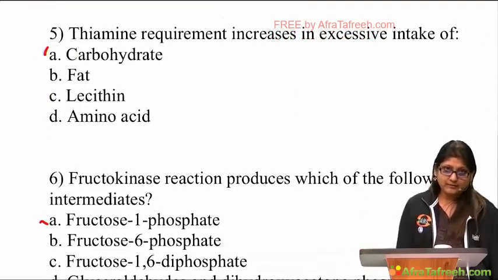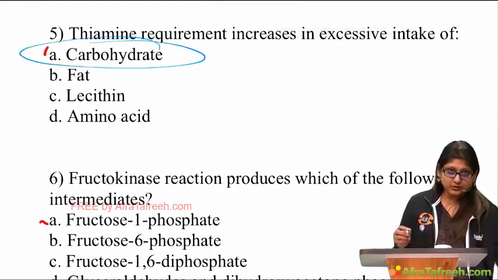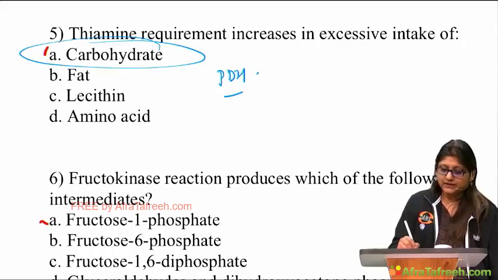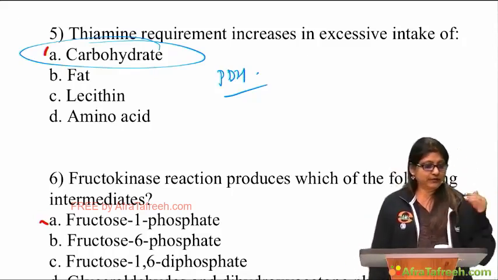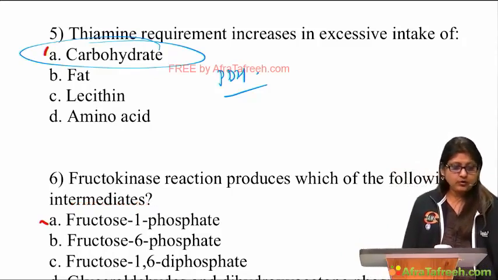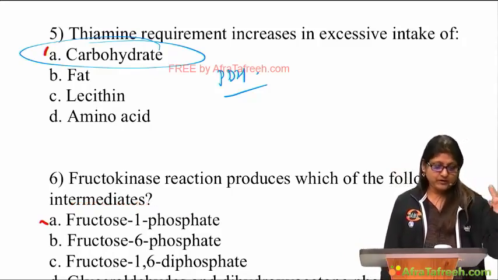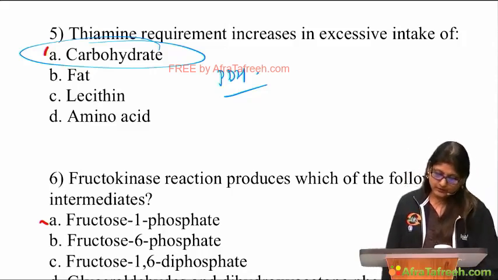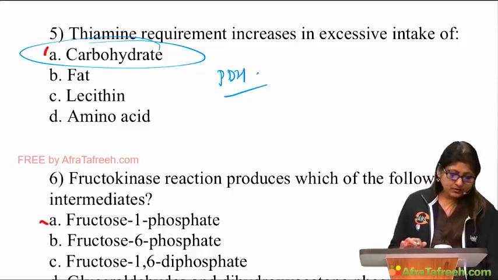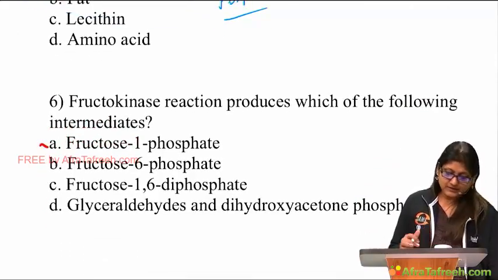Thiamine requirement increases in excessive intake of carbohydrates because I told you about the PDH complex story. That's going to convert the pyruvate to acetyl-CoA. Pyruvate comes from carbohydrates. So when you eat more of the carbo, you will have more of the pyruvate. You'll be requiring more of the B complex enzyme, B1 being one of them. Okay, very good. At least you people are answering this so well.